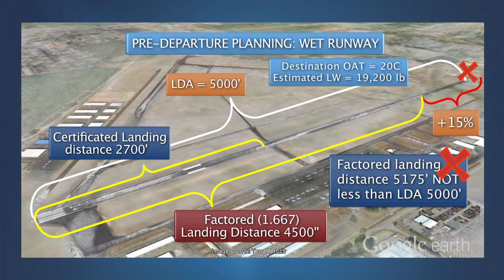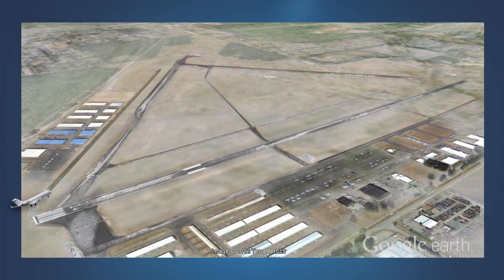It is important to note that this additional 15% increase is not based on demonstrated wet runway stopping performance. Therefore, the wet runway factored landing distance may not provide the additional distance necessary to accommodate actual stopping performance on a wet runway, let alone a runway contaminated by snow or ice.